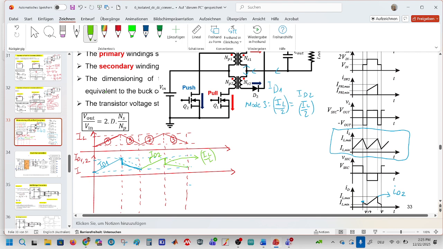Or maybe we can also illustrate here. For example, if you see, look at this time interval.